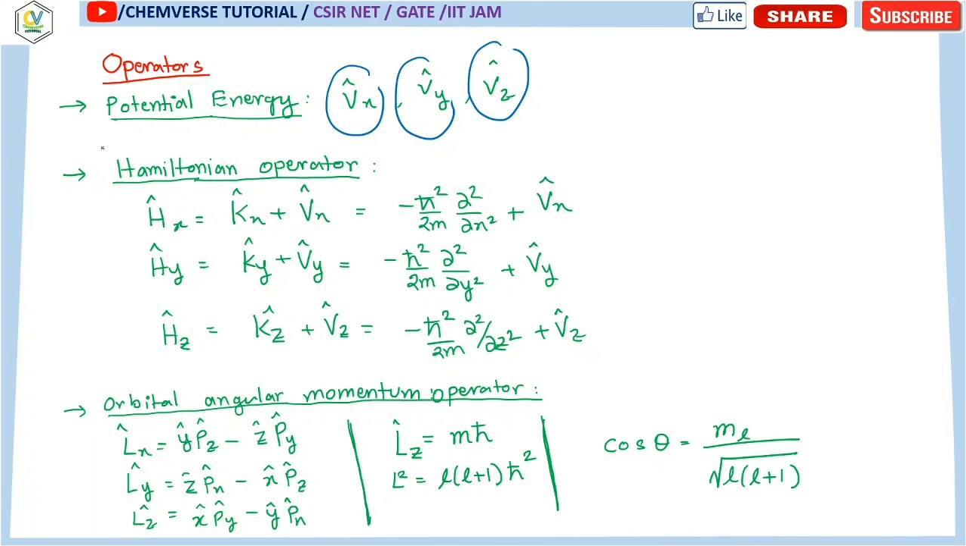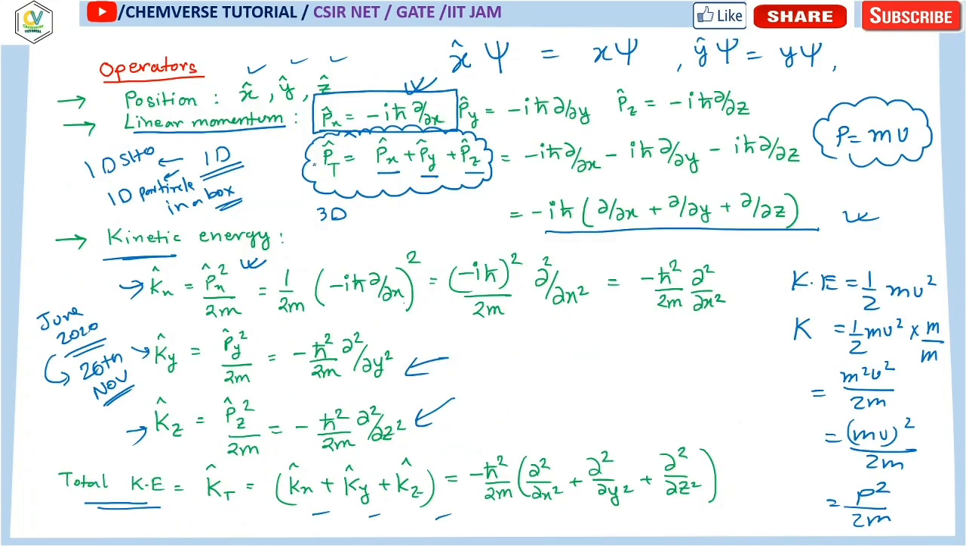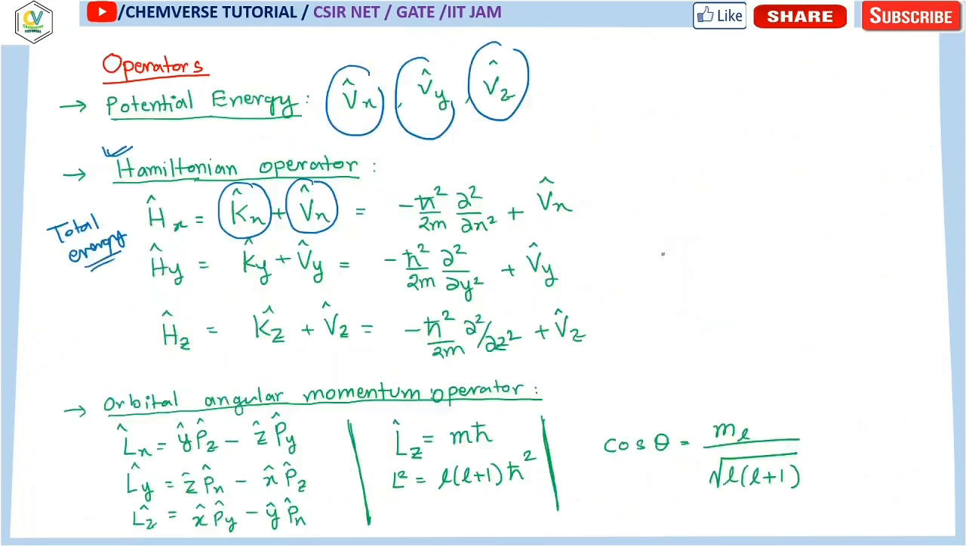Now we will move on to our Hamiltonian operator. The Hamiltonian operator is nothing but the total energy operator, that means the summation of the kinetic energy and the potential energy. In my previous slide I have already deduced the expression for the kinetic energy operator kx. For the x component it is minus h cross square by 2m into d2 by dx2. So this will be written here as minus h cross square by 2m d2 dx2 plus Vx, where Vx is the component for the potential energy.